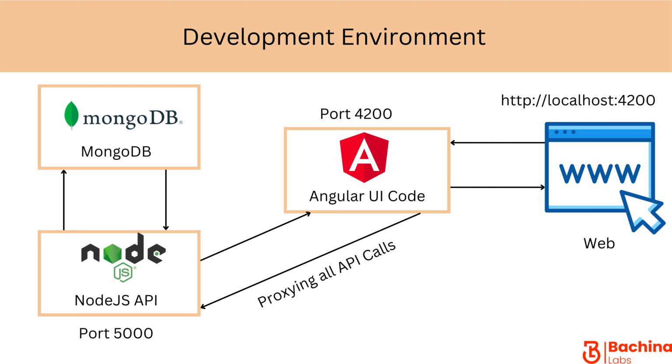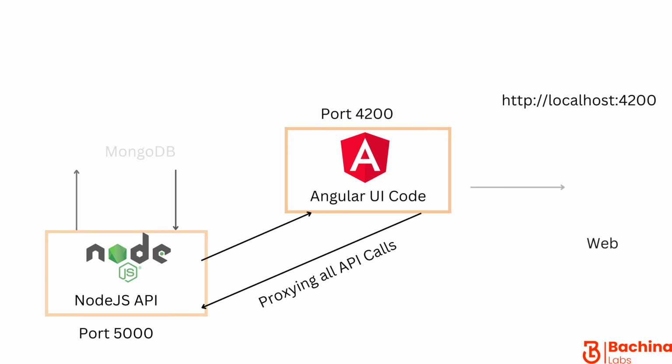Whenever you hit the application from your browser, the requests will be sent to Angular, and Angular will take care of all the data. For example, Angular will take care of serving static pages to the web, and also if it needs any data, it is going to fetch that data from the Node.js API through proxying. So all that implementation we can see in the coming episodes.